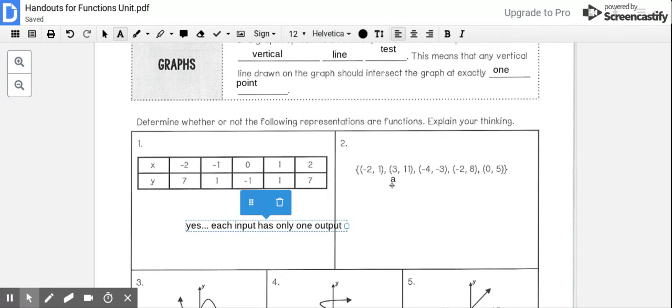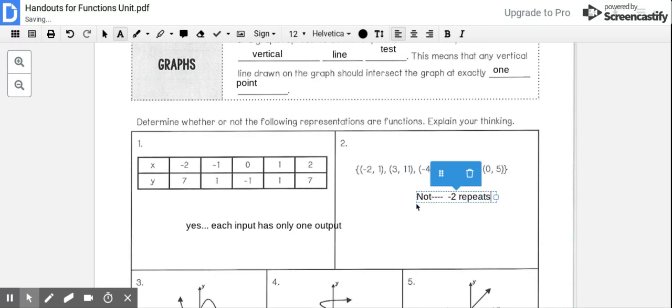Okay, now if we look at this set of ordered pairs, if you look at the x values, -2 is paired with 1, but over here it's also paired with 8. So this would not be a function. And for the reasoning, you could just circle the -2 or just put -2 repeats.